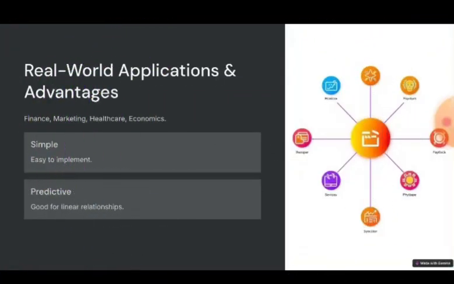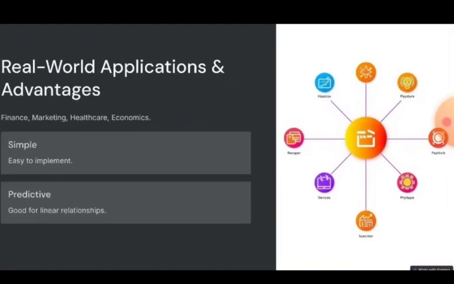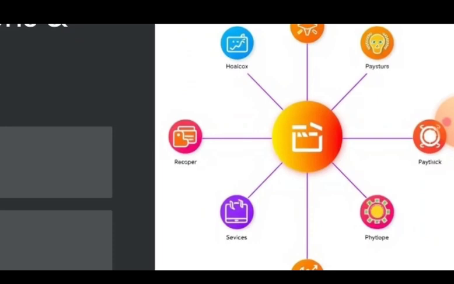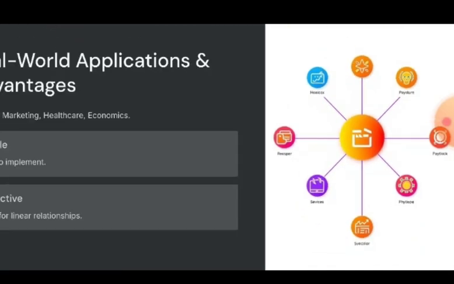Real world applications and advantages. Let's look at some real world applications of linear regression. As you can see here, first of all, in finance, it can be used to predict stock prices based on market trends. In marketing, it forecasts sales from advertising spend. In healthcare, it predicts patient outcomes based on clinical data. And the advantages of linear regression include simplicity, interpretability and suitability for linear relationships. Can you think of any other field where linear regression might be particularly useful?